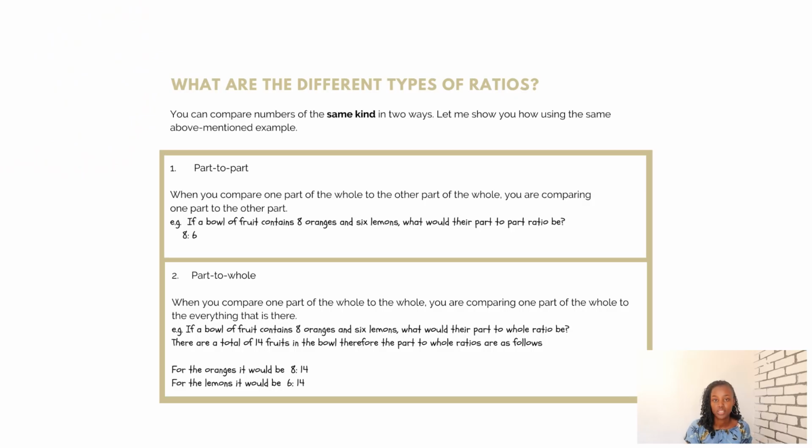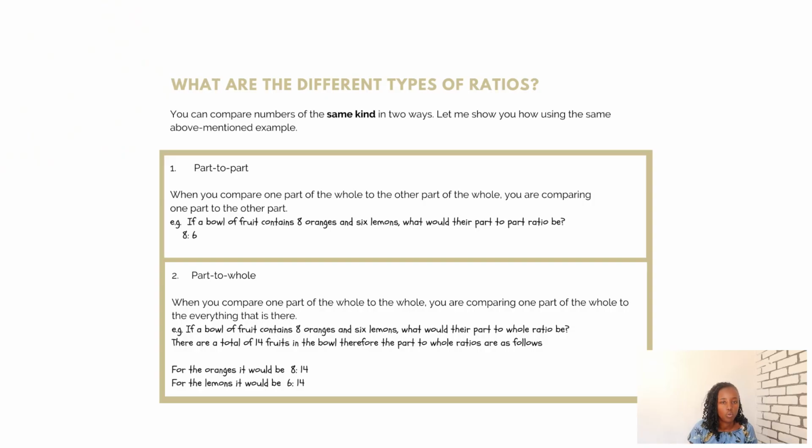So what are the different types of ratios? The first type is what I like to call part to part. This is when you compare a part of a whole to the other part of the same whole, which is why we call it part to part. You're comparing a part to a part. So going back to our example of the fruit bowl, if a bowl of fruit contains 8 oranges and 6 lemons, their part to part ratio would be 8 to 6, because like we said previously, the total number of fruits is 14. 8 is a part of the 14. The oranges are a part of the whole bowl of fruit. Therefore, 8 is a part of the total. Also, the lemons are a part of the whole bowl of fruit, which is why 6 is a part of the 14. Therefore, you're comparing 2 parts together.